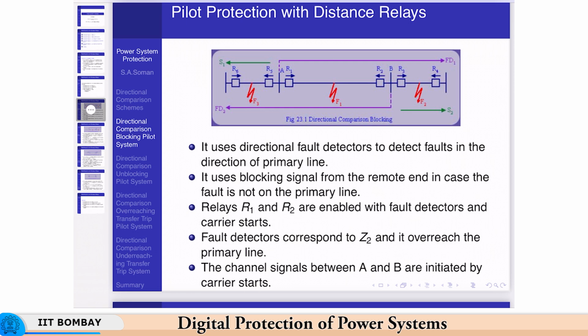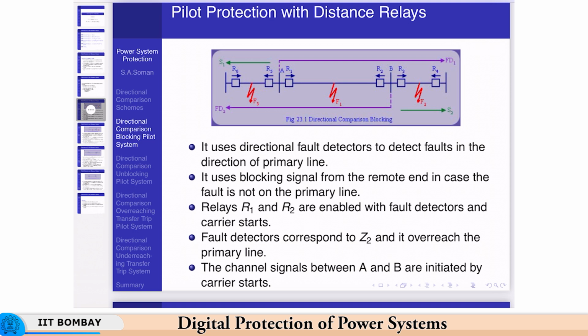as you can see on the slide, it uses what are known as fault detectors and carrier start signals. The FD1 and FD2 that you see at ends A and B are the fault detectors. Okay? These are basically nothing but zone 2 distance relays, which are acting only as fault detectors. They are not tripping anything, but they will pick up if there is a fault beyond the remote end of the line, depending on how you configure them. But it will reach beyond the remote ends. So these are basically zone 2 of distance relays.